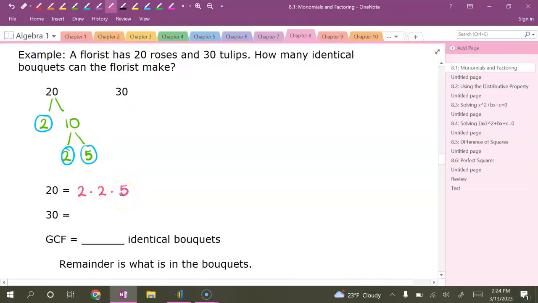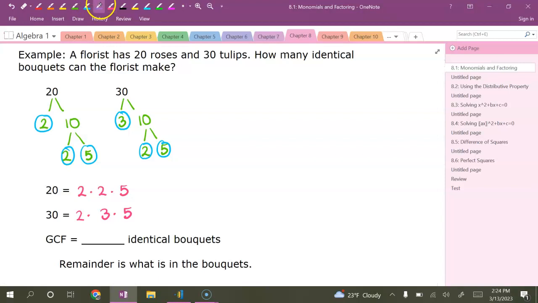Now I'm going to do the same thing with my 30. 30, I could do 3 times 10. 3 is prime. And then 10 again factors to 2 and 5. 2 and 5 are also still prime. So now this one would say 2 times 3 times 5.